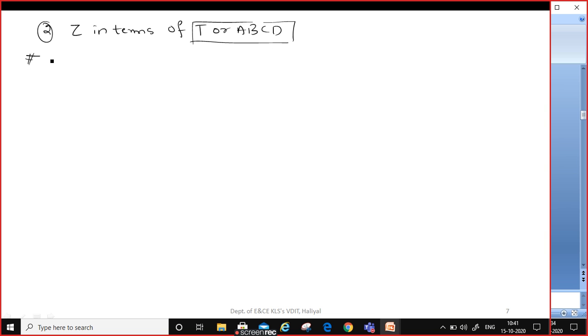Okay, so let us go to the second conversion, that is z in terms of t parameters or ABCD parameters. Now you need to have a note of z in your mind, or write it somewhere in your book. I will do it quickly here. So the first step is what? You are expressing z in terms of what? T or ABCD. So step number one, what I told, what you have to do.